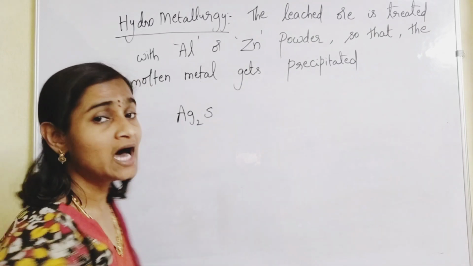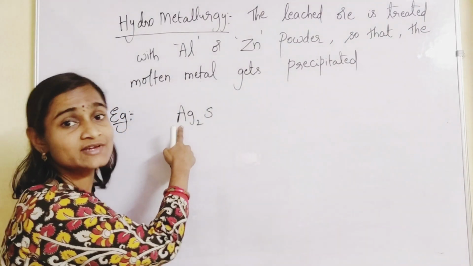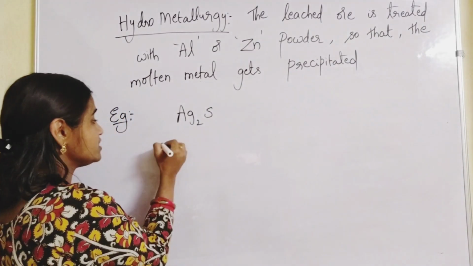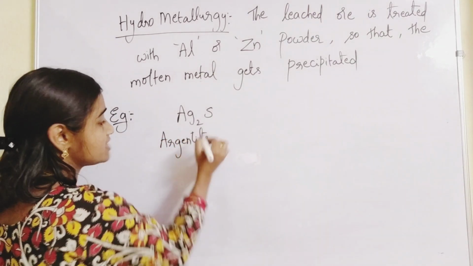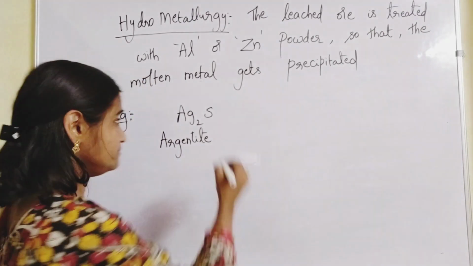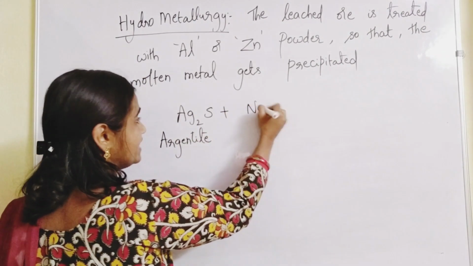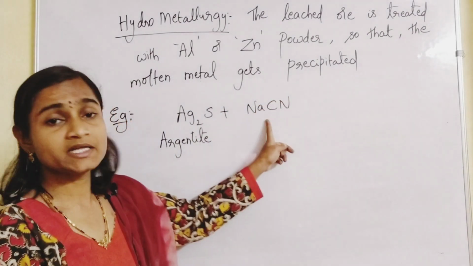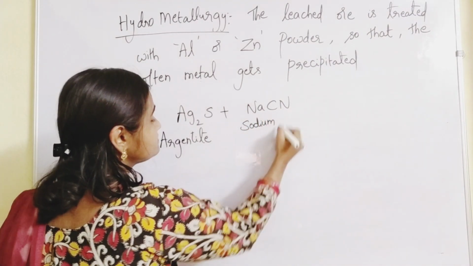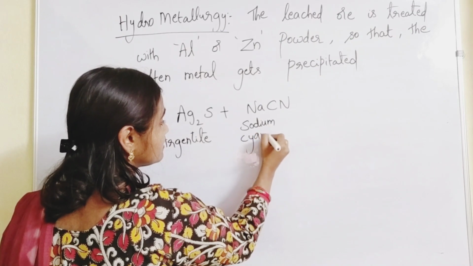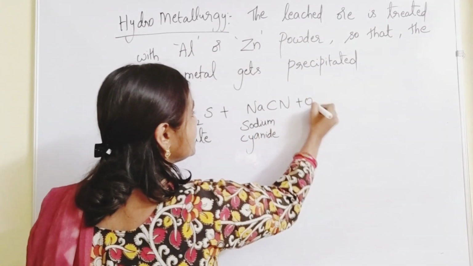Ag2S, what is this? Argentite. Silver, the least reactive metal only, no? Ag2S, argentite. Argentite is made to react with sodium cyanide, NaCN. What is this? Sodium cyanide. Please remember, sodium cyanide. Okay, and heated.